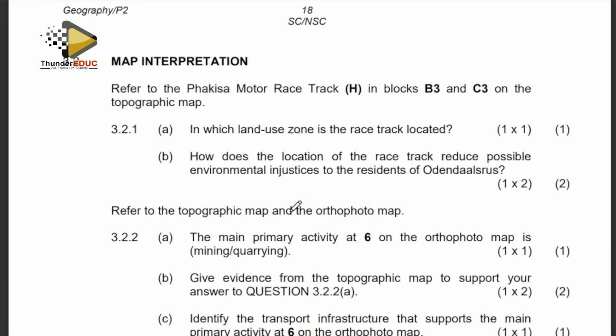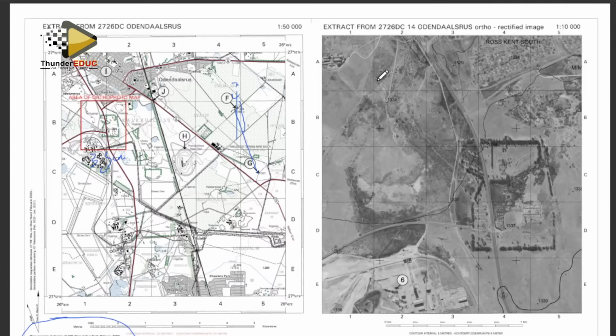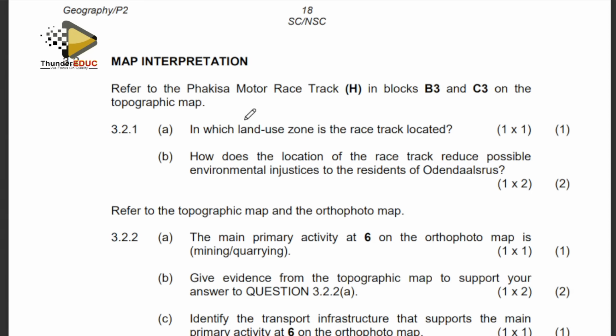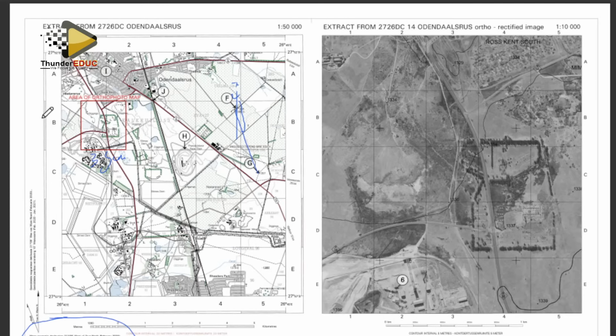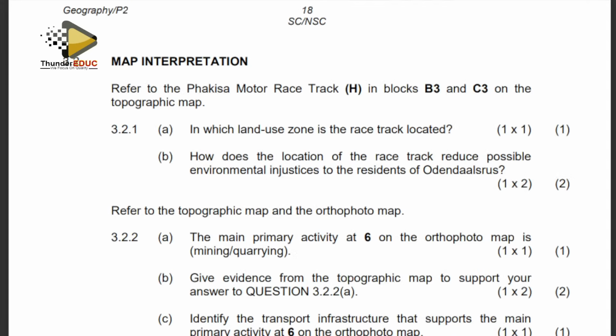It's now interpretation, right? So how do we apply the interpretation in this sense? We shall be using the map. You will excuse me because the map is not so clear because it has been scanned. So some of the things that we might want might not be clear, but I will try to explain what you can use in that sense. So it says refer to Pakistan motor race track, which is H in block B3. Let me see if it is visible. B3, H is here. So that means this is the race track. When you talk about the race track, guys, you understand that that is the area where they race cars. Okay.